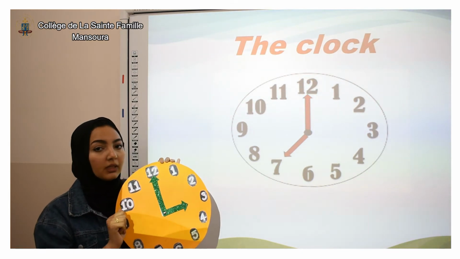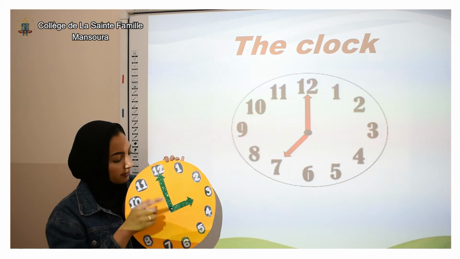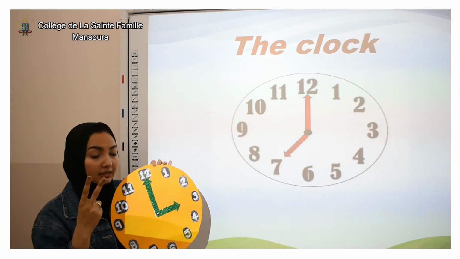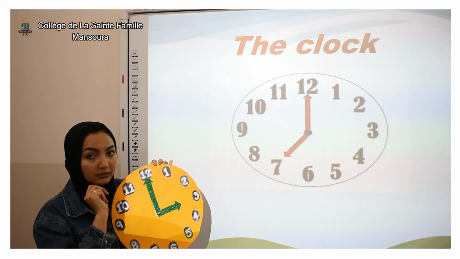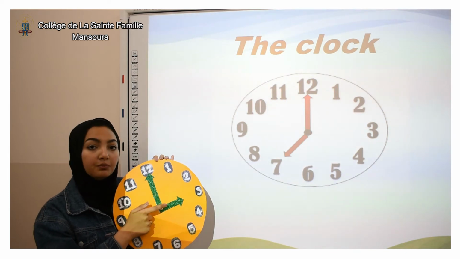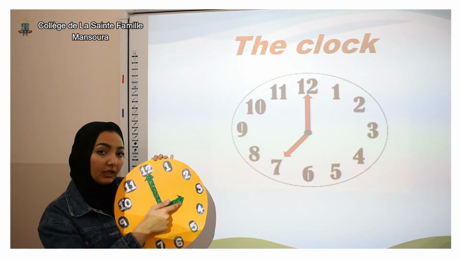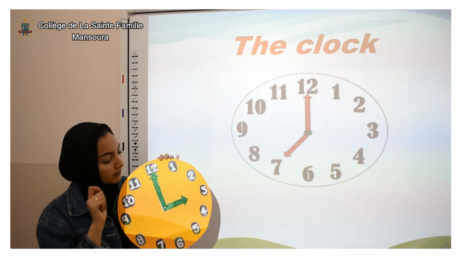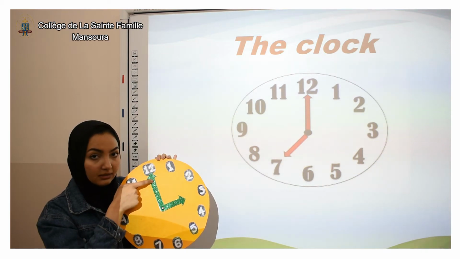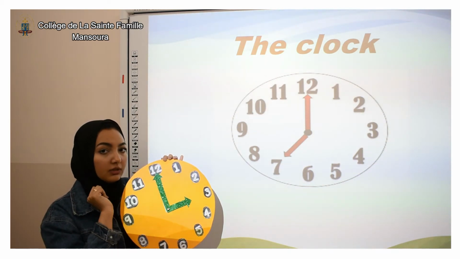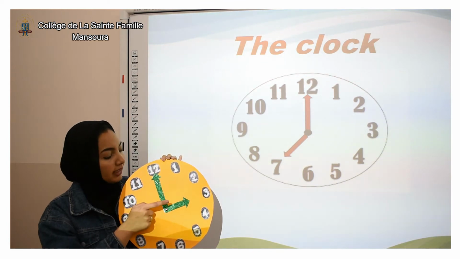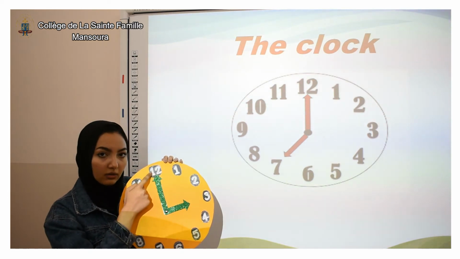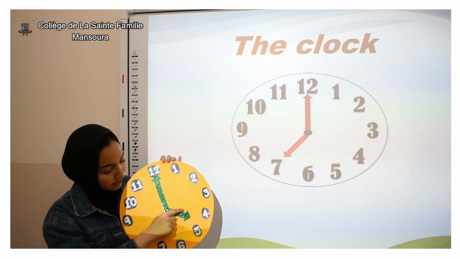Yes, o'clock. Okay, let's tell the time. First, you're going to look at the short hand and then at the tall or long hand. Let's start. The short hand is on number 3. So, it's 3. What about the long hand? On number 12. So we're going to say o'clock. It's 3 o'clock. Okay, let's try this one.